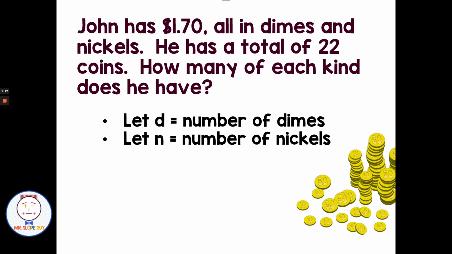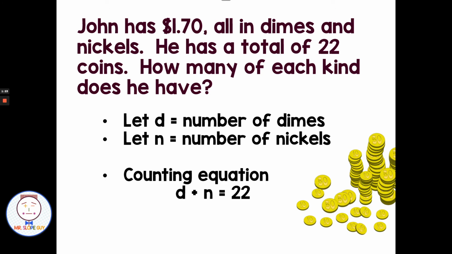So the first equation we're going to do, if he has 22 coins and they're all dimes and nickels, is the counting equation of d plus n is 22. Then our second equation is a little bit more difficult. It has to take into account that dimes and nickels are worth different values. We know that dimes are worth 10 cents. We know nickels are worth 5 cents. So we have to take that into account as part of what's called the value equation.